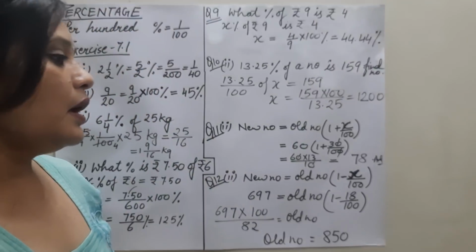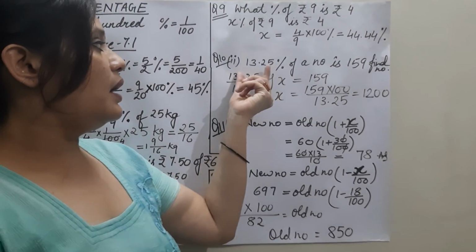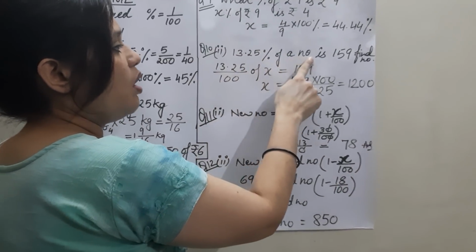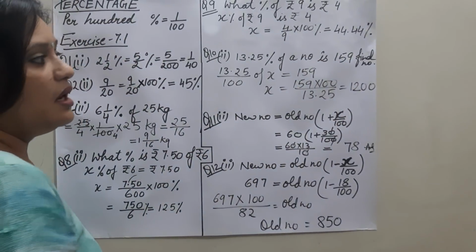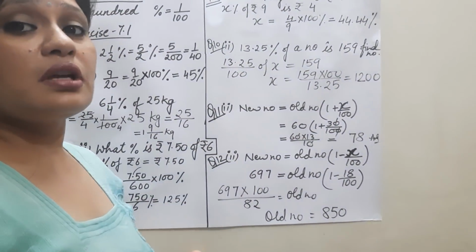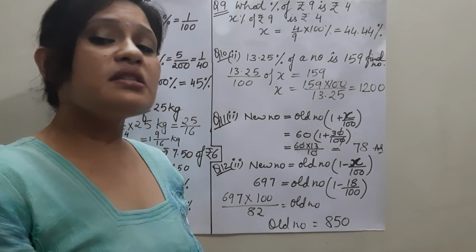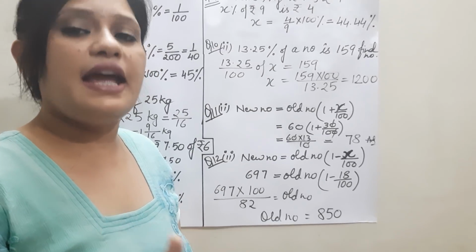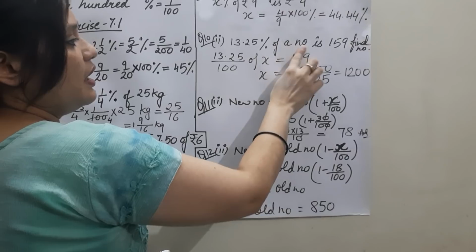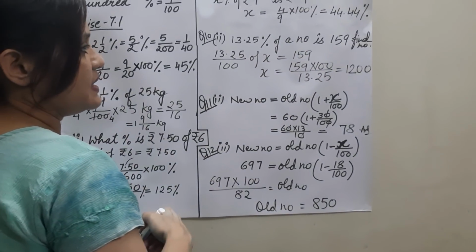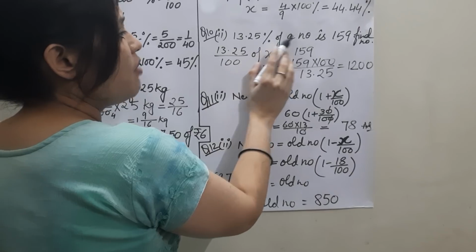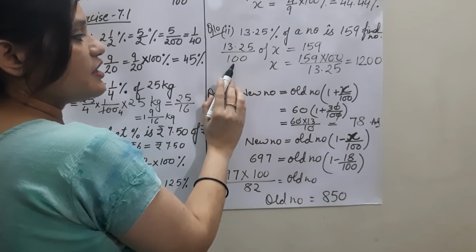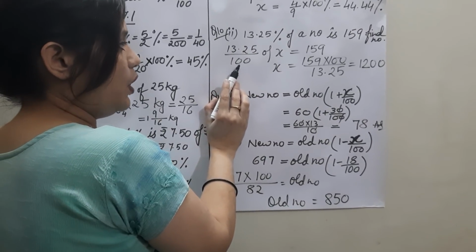Clear? Okay. Now comes question number 10. 13.25% of a number is 159. We need to find the number whose 13.25% is 159. It will be easier if you consider that number as x. So I have taken the number which we have to calculate as x. So 13.25% of x is 159. The percent sign is removed, and we have written 13.25 upon 100.